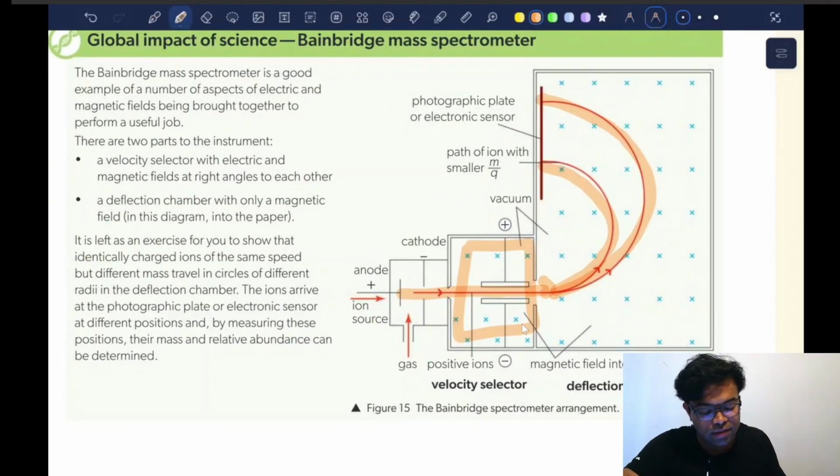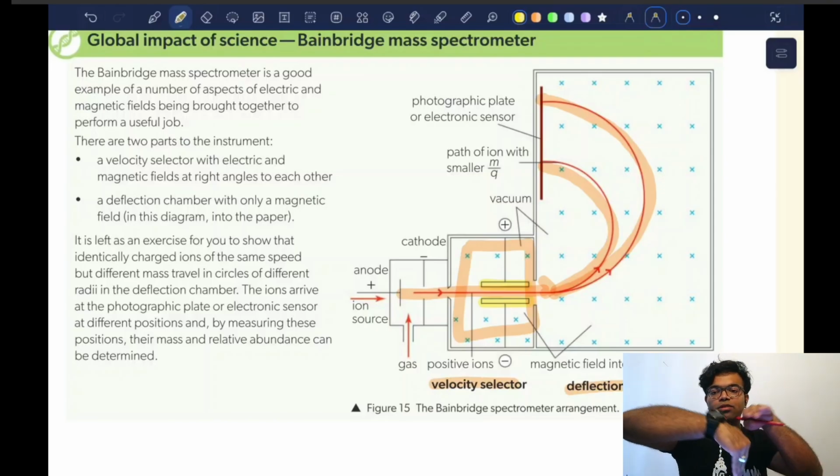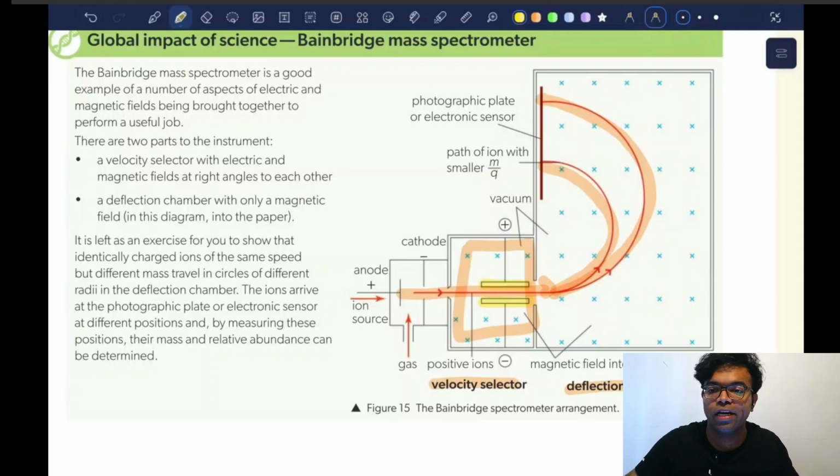So this is the acceleration, the velocity production chamber. This is the velocity selector, and the other one is the deflection chamber. The velocity selector has both electric and magnetic fields. The electric field is provided by these two plates, this plate here and this plate here. You can see that the magnetic field is going inside the plane of the paper. So the electric field is going downwards, and the magnetic field is going like this. Both of them are perpendicular to each other, so therefore you have a velocity selector.